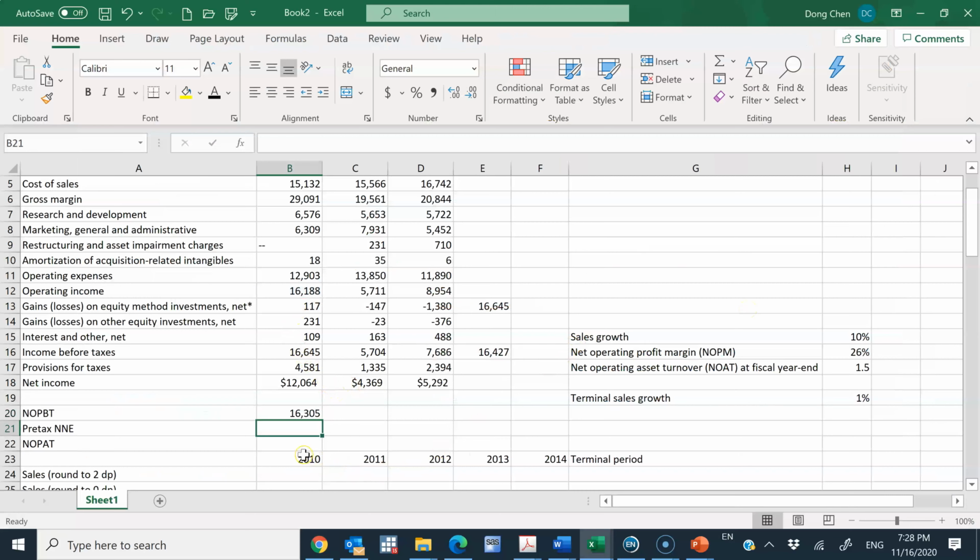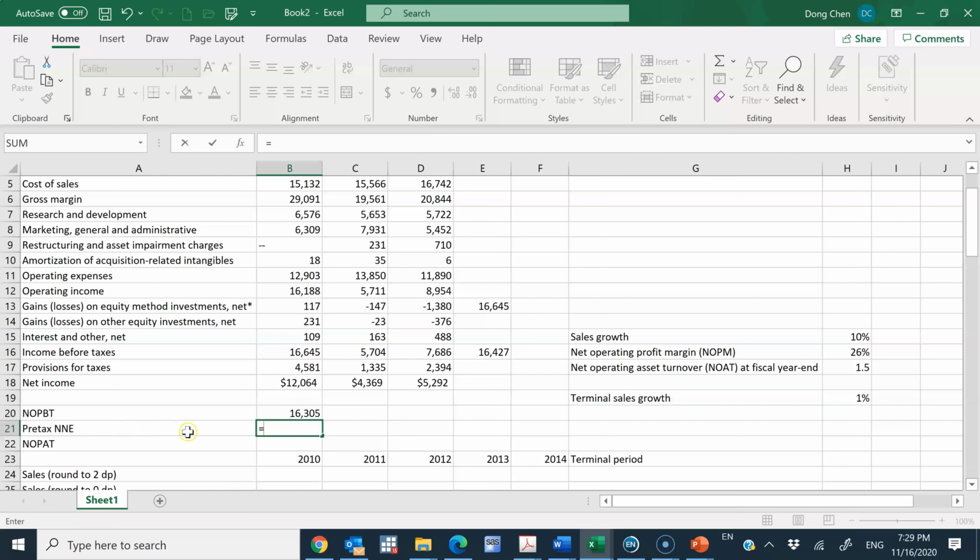And pre-tax NNE, so this is basically the expense items which are not operation related. So in this case, it's basically all the items below this gains on equity method investments. And notice here, it doesn't say interest expense, and this number is positive. So this means that on average, actually, the firm earned interest income.